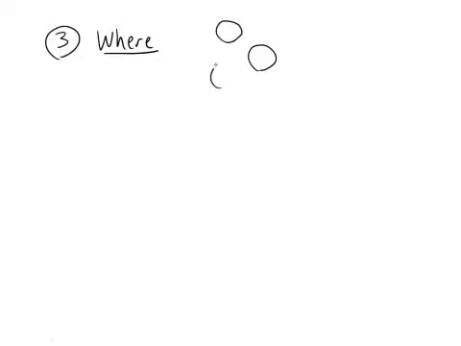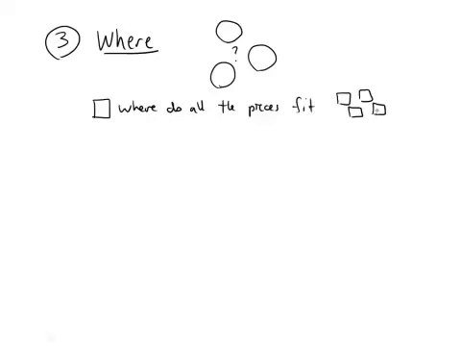Where is one thing in relation to another one? The problems of this sort go back to questions like, where do all the pieces fit? Where does this one go, and this one go, and this one go, and this one go, and this one go to make that thing?